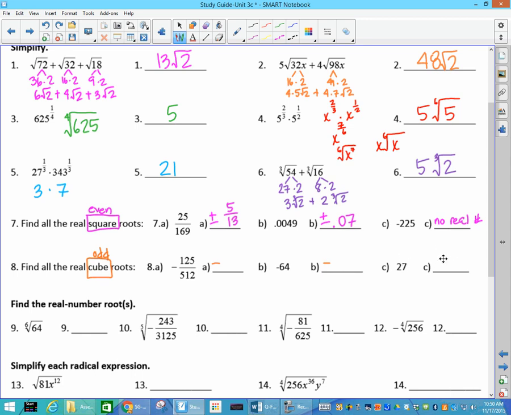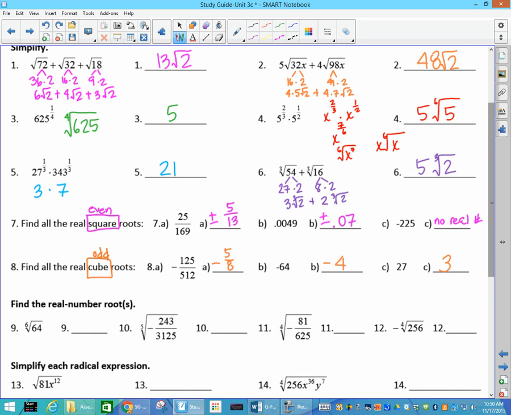The cube root of 27, we've talked about, is 3. All right, the cube root of 64. Again, if you need help, use your calculator or make that chart when you start the test. The cube root of 125 is 5, and the cube root of 512 is 8. So those are my answers.